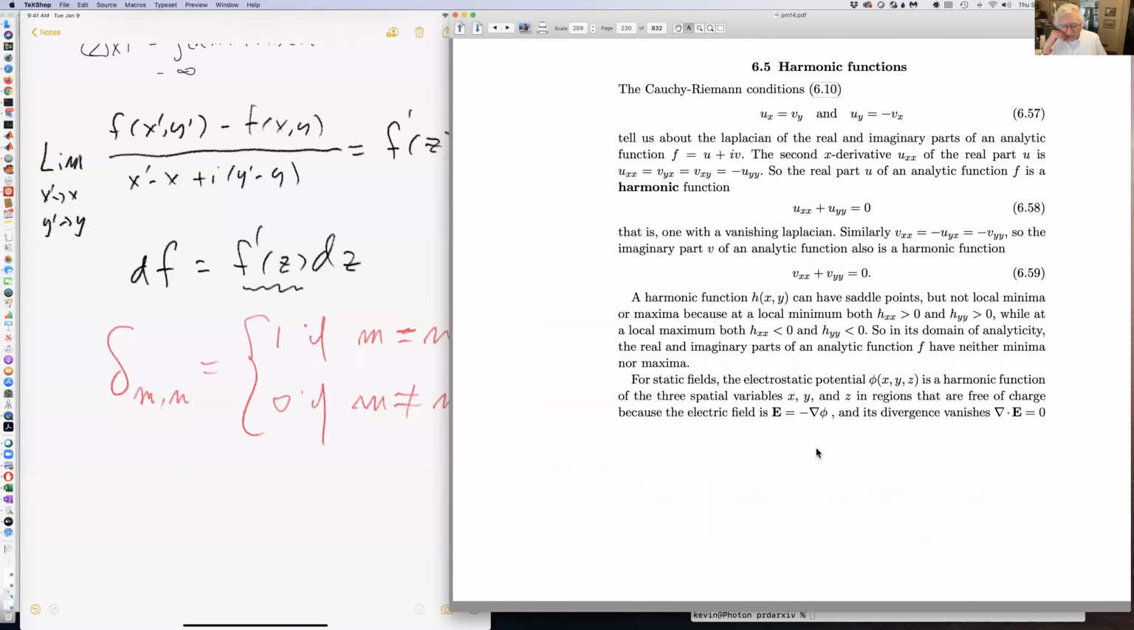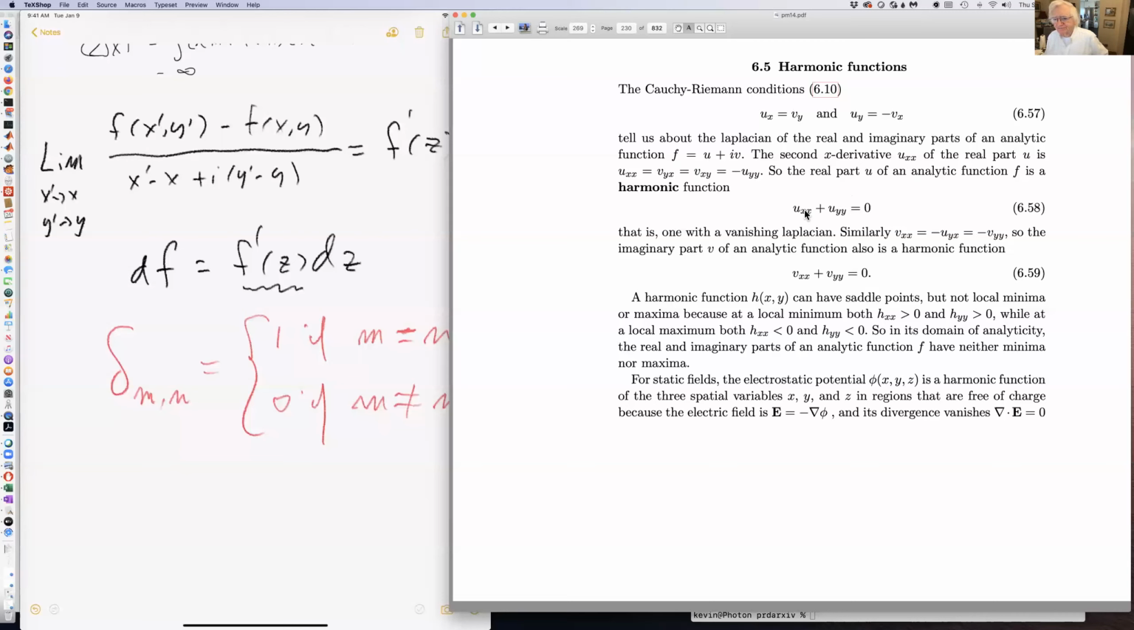Now, let's go back to the Cauchy-Riemann conditions, which we can use to tell whether a function is analytic or not, and where it's analytic. Those conditions are that the x derivative of the real part is equal to the y derivative of the imaginary part, and that the y derivative of the real part is equal to minus the x derivative of the imaginary part of the function, f equals u plus iv. And they tell us something about the Laplacian of the real and imaginary parts of an analytic function.